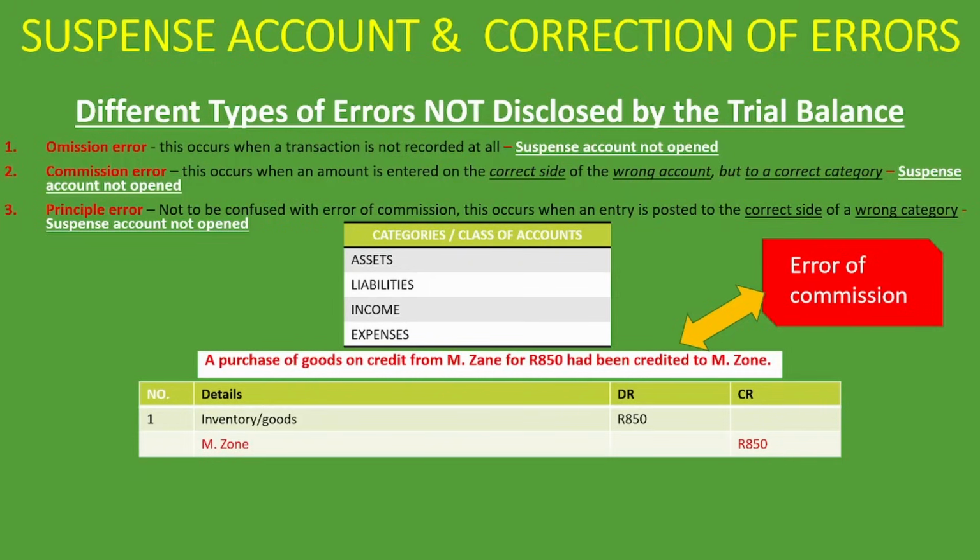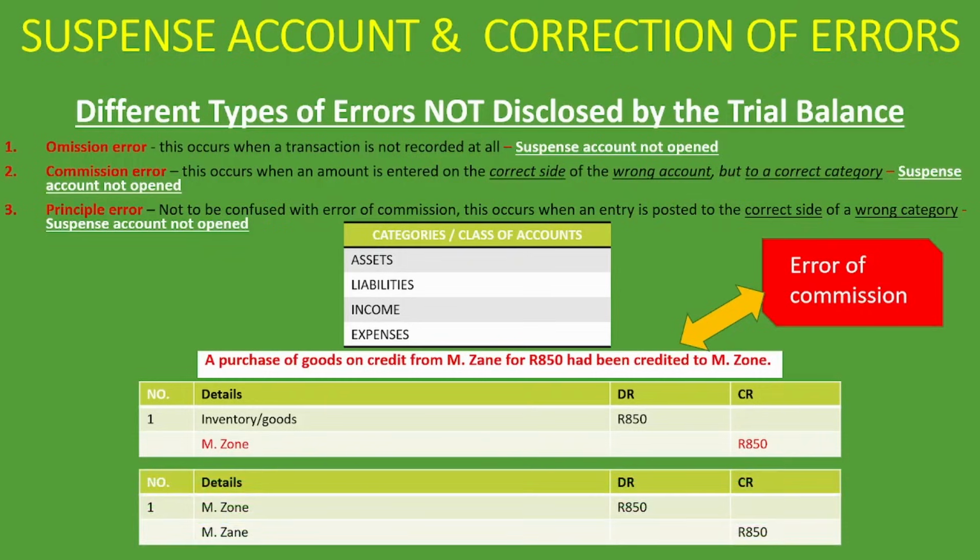supplier or our liabilities. Now what we need to do is to make a correction. To make a correction, we put the one which we made a mistake on the opposite side. So M Zone, we debit it, right, to remove the 850 Rand or to clear out that 850 Rand. And then we credit what we should have credited initially, M Zane 850 Rand. Remember inventories, we don't touch it again because we had recorded it in the correct side.